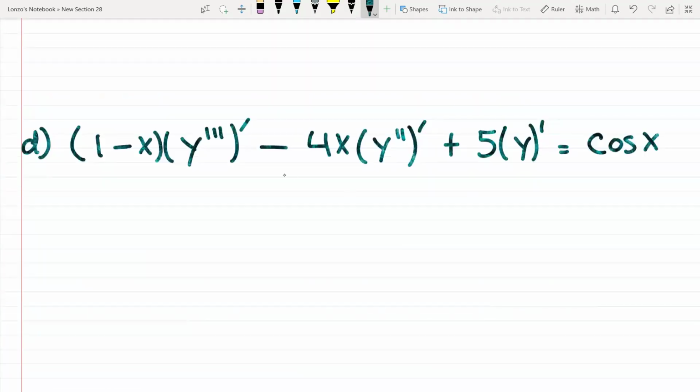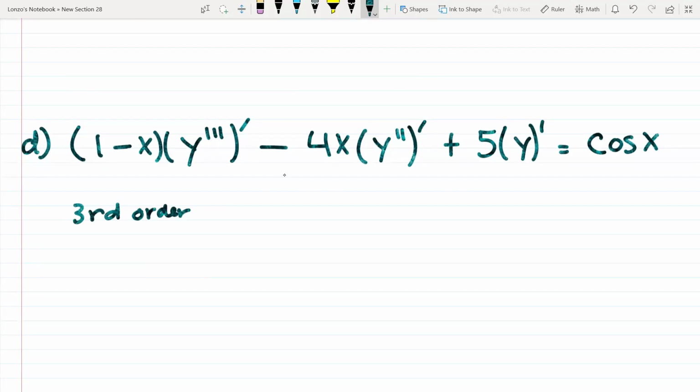Okay, D, so let's look at our order. The highest derivative is y triple prime, so that's the third derivative. So that would be third order. Let's see, is everything linear?